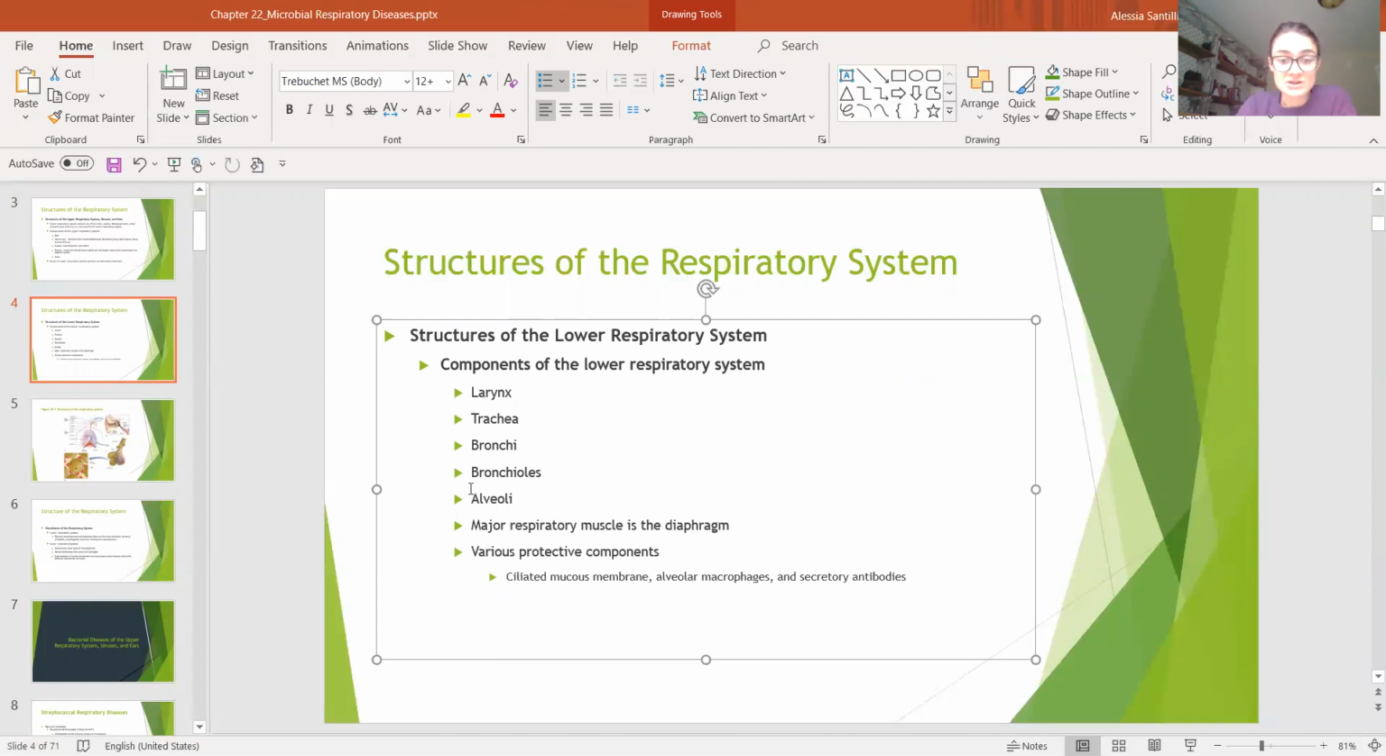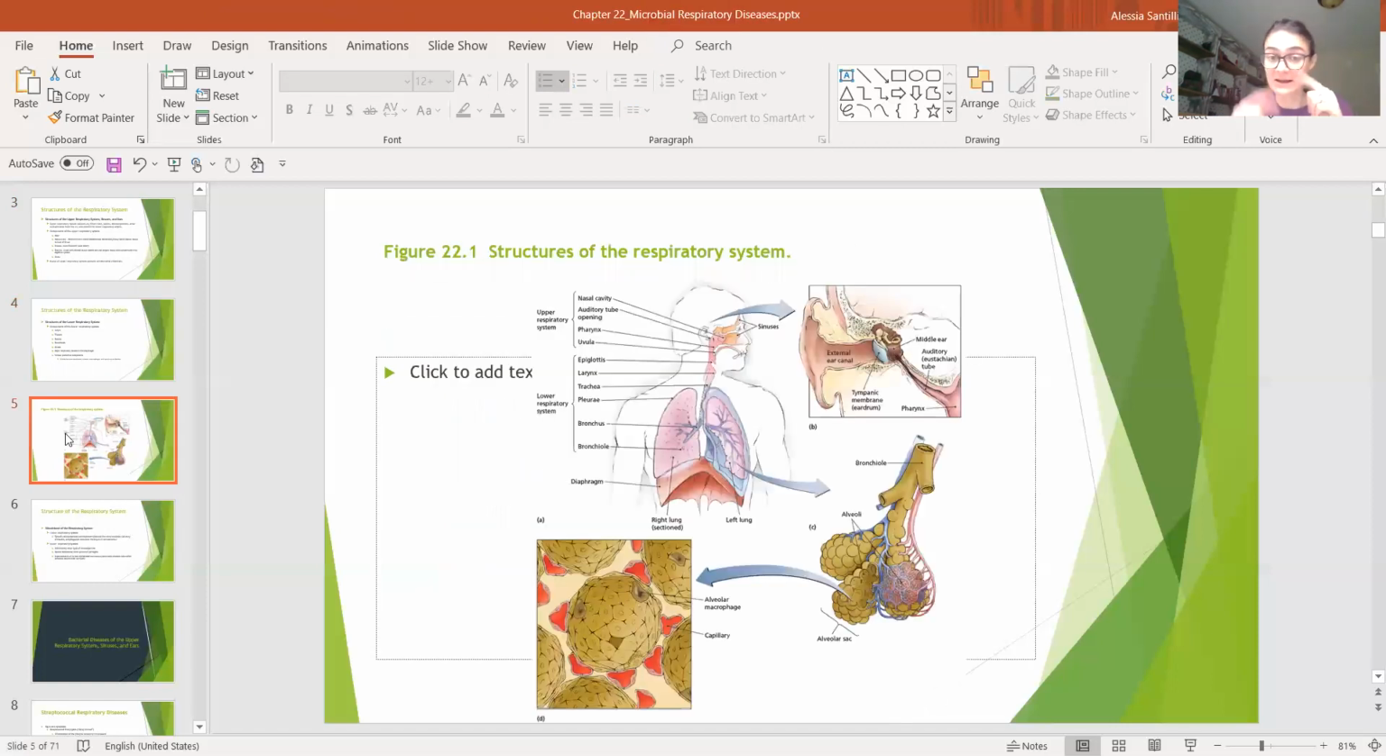There are various components of the lower respiratory system that are there for protection. We have that ciliated mucous membrane. I kind of already touched on this. Again, our trachea, everything is lined with these cilia that move the microbes, etc., up towards your pharynx.